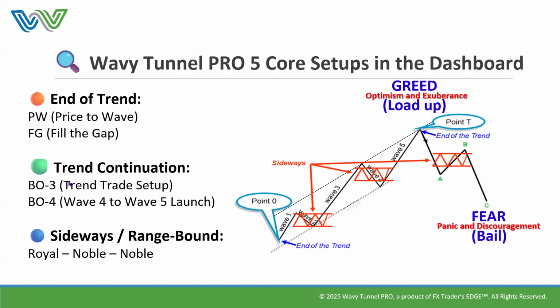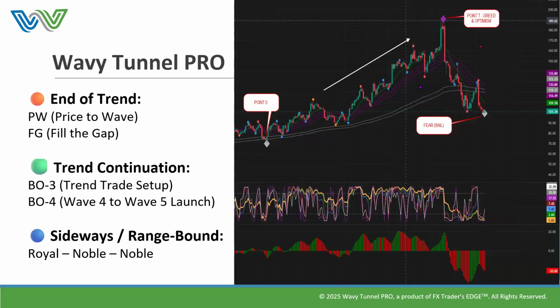Trend continuation are the trend trade setups, the breakout 3 and the wave 4 to wave 5 launch. After we have this move down to the tunnel or below the tunnel, then we start to move up again for a wave 5 launch. Like if you call this a wave 4 for the move up, that's the breakout 4 starting from this point. The breakout 3 starts, it's any pullback into the trend. That's what the breakout 3 is. And then sometimes we have very sideways range bound markets, which can be lucrative as well.